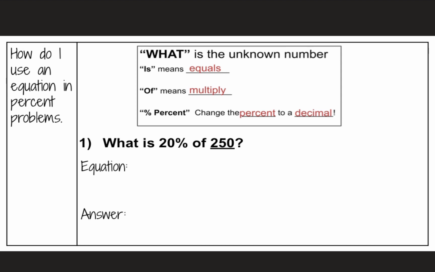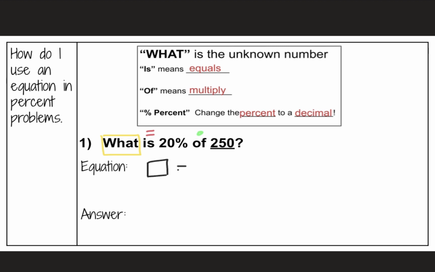Here's the first example. What is 20% of 250? We know what is our unknown. We know is our equals. 20% is my percent. Of, when you're taking a number of another number, of means multiplies. Now we can translate it.